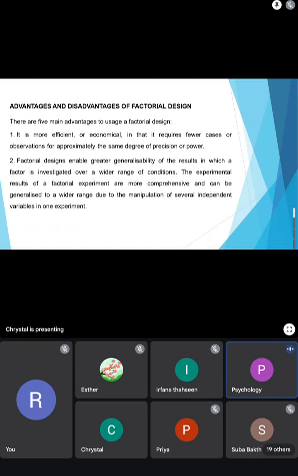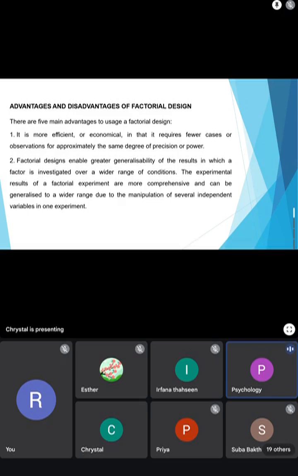As for experimental and quasi-experimental strategies, you can just read that. It is not asked in any of our question papers. You can just go through it for knowledge purposes. And finally, you have the advantages and disadvantages.